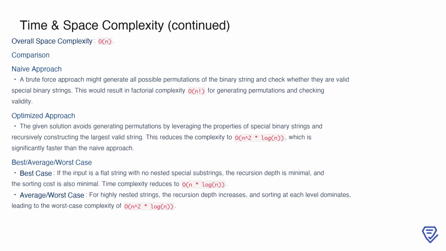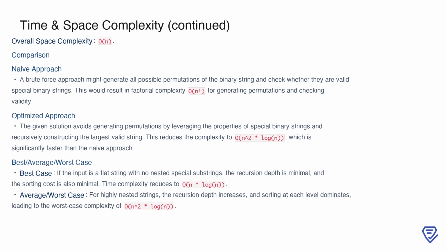A naive solution might involve generating all possible permutations of the binary string and checking each one for validity as a special binary string. This process would result in factorial complexity, O(n!), which is computationally infeasible for larger inputs. In contrast, the optimized approach avoids unnecessary permutations by recursively leveraging the properties of special binary strings and sorting them to construct the largest valid result. This reduces the time complexity to O(n² log n), providing a dramatic improvement over the naive approach.